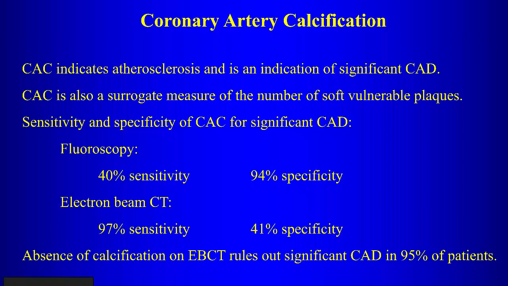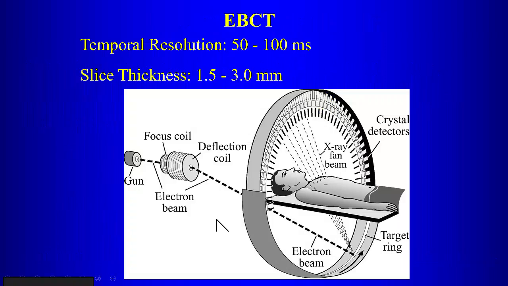Now, there are numbers for the sensitivity and specificity for detecting coronary artery calcification, fluoroscopy versus electron beam CT. In the old days, the only way you could do cardiac CT was with electron beam CT, before multi-detector CT. But of course, CT is very sensitive for coronary artery calcification. A lot of the literature on coronary artery calcification was done using electron beam CT. Remember that to minimize cardiac motion, you need to scan very quickly. You need very good temporal resolution.